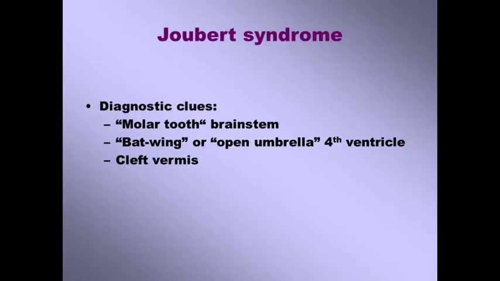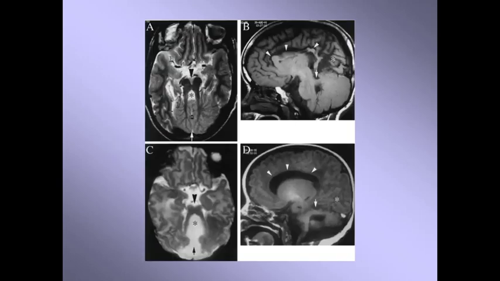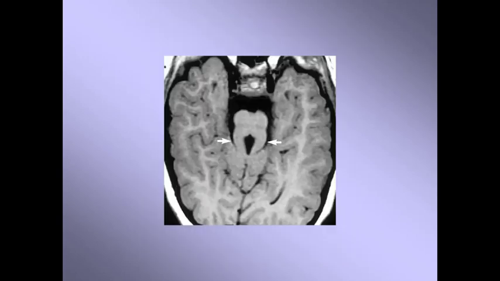Joubert syndrome, diagnostic clue: molar tooth brainstem appearance, bat wing or open umbrella fourth ventricle, cleft vermis. Clinically, episodes of hyperpnea, abnormal eye movement, ataxia, mental retardation. You can see how it looks, the typical molar tooth appearance.